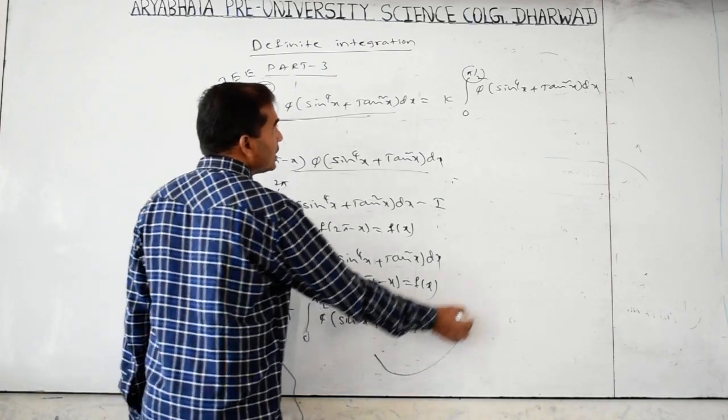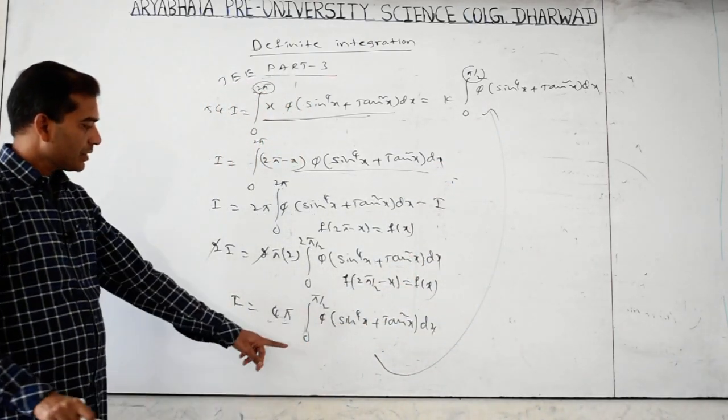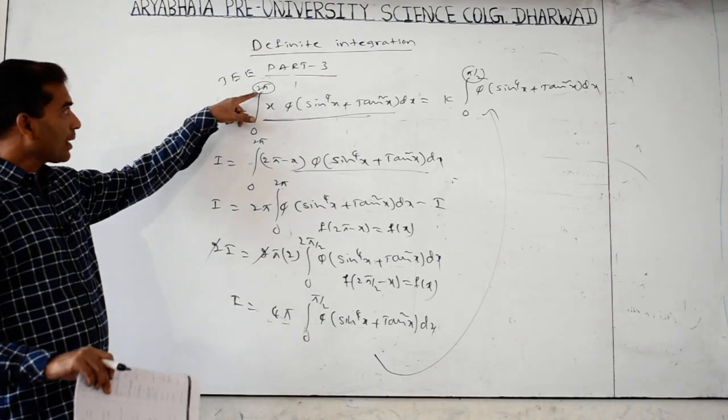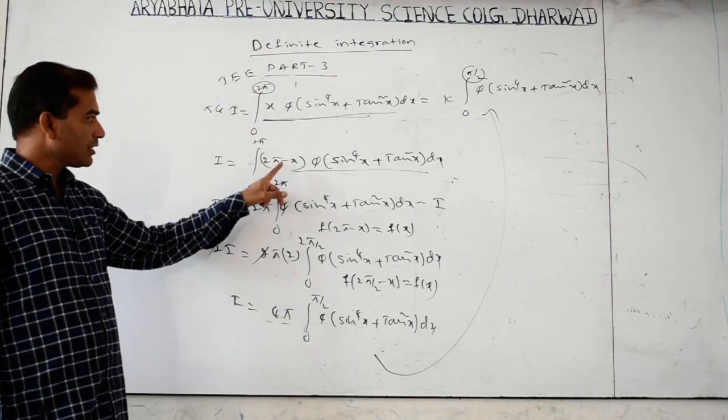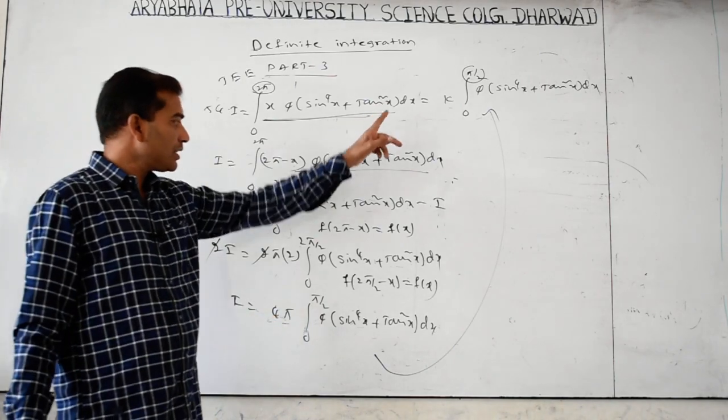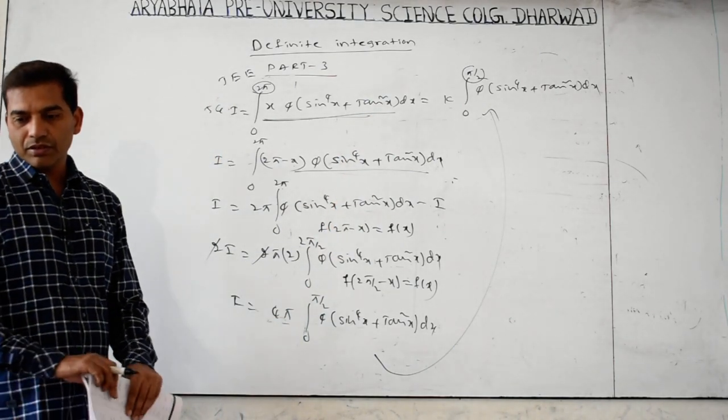So equating with this, what is k? From 0 to pi by 2. We have reduced the upper limit from 2 pi to pi by 2 by using the properties. So what is the k value? K is equal to 4 pi.